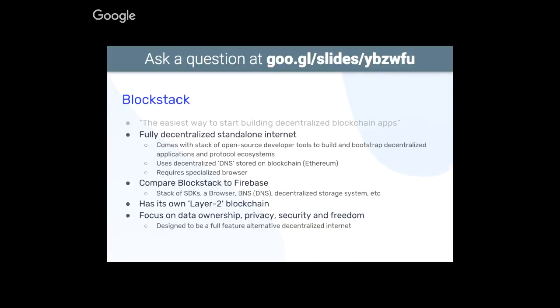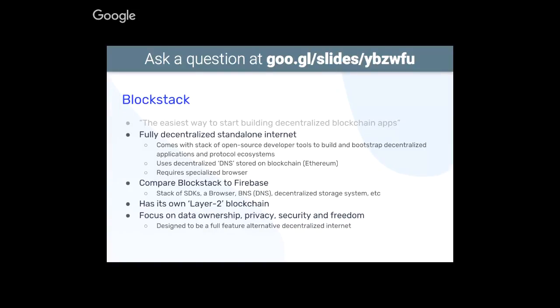And then the last one is Blockstack. So Blockstack is the easiest way to start developing decentralized blockchain apps. Blockstack is essentially a fully decentralized standalone internet that tries to have all the bells and whistles built into it. It comes with a full stack of open source developer tools to build and bootstrap decentralized apps, and even new protocols to build on top of it.